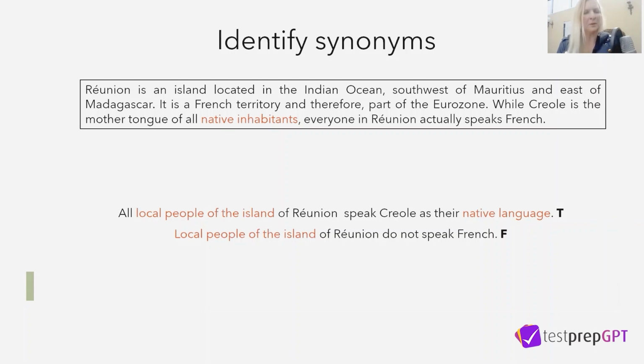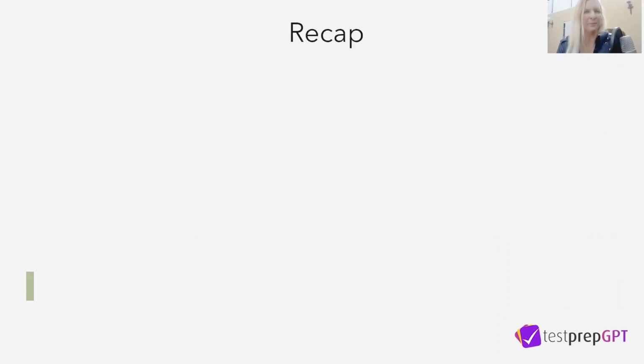If we look at statement number 2, local people of the island of Réunion do not speak French. So we already know local people are the native inhabitants. And although Creole is their native language, they also speak French. They actually speak French too. So statement number 2 is false because they do speak French. So again, identifying the synonyms is very important, but it's also important to check meaning. So you're skimming for synonyms, you're skimming for keywords, you're scanning for meaning.